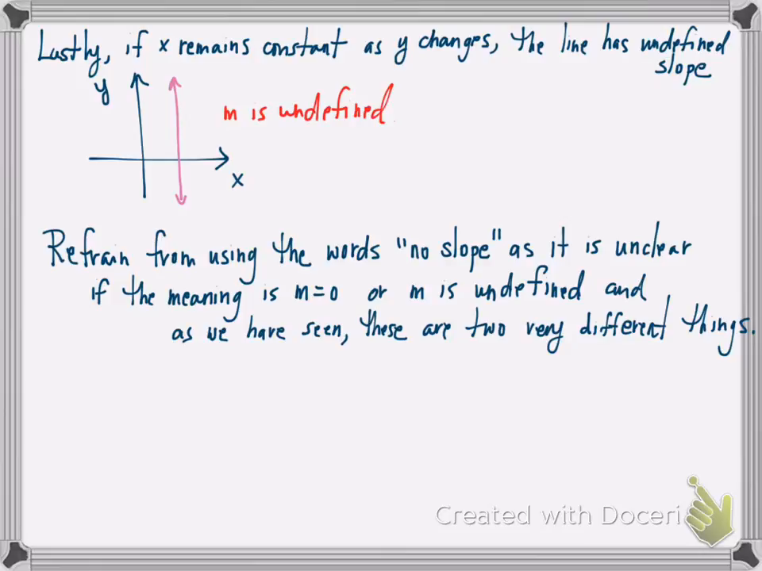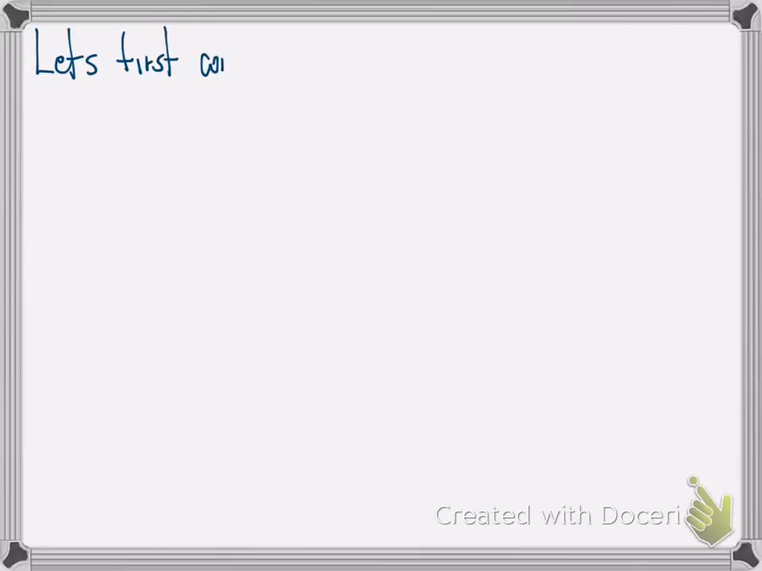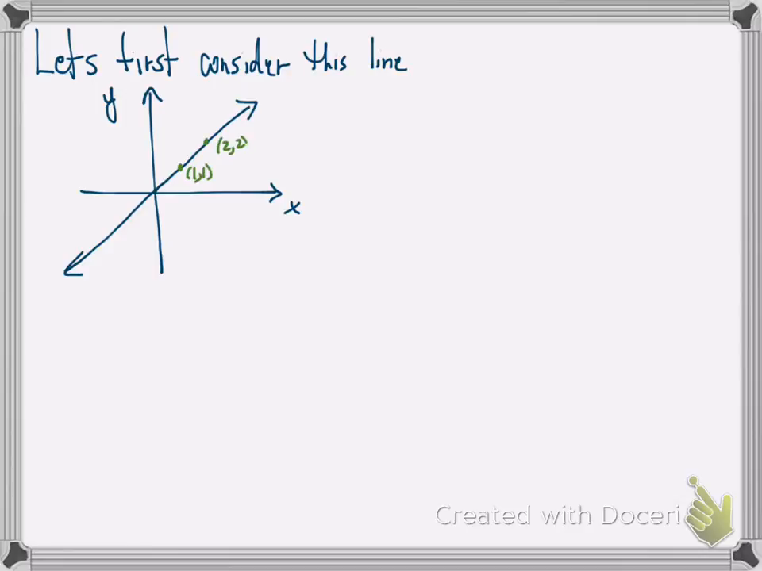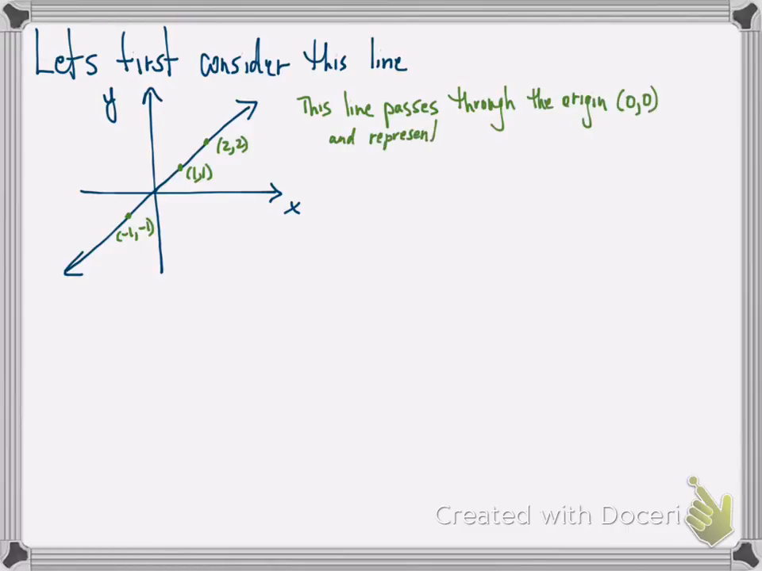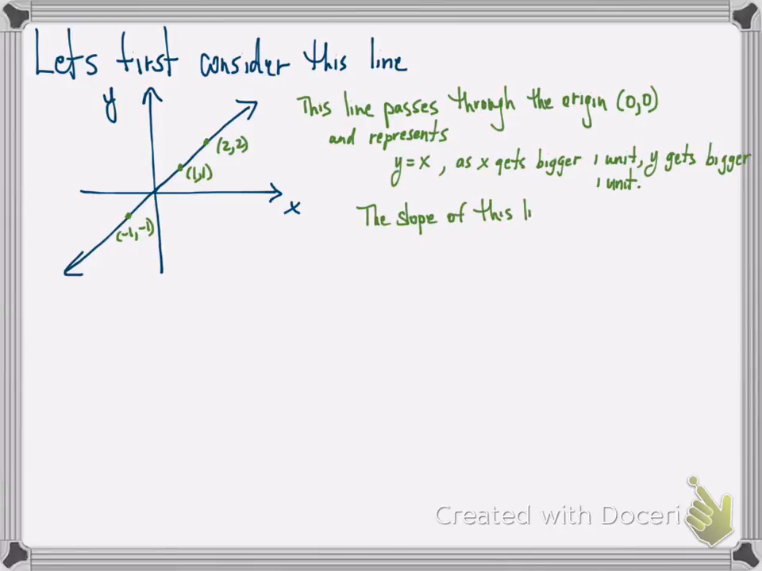All right, let's explore what this does to the graph of our line. So let's first consider the line that passes through the origin and goes through all the points (a, a), right? So (1, 1), (2, 2), (negative 1, negative 1). This passes through the origin, and this represents the line y equals x. For every x, y matches that, and plotting all those points is the line y equals x. As x gets bigger by 1 unit, y gets bigger by 1 unit. In this case, the slope of our line is 1.